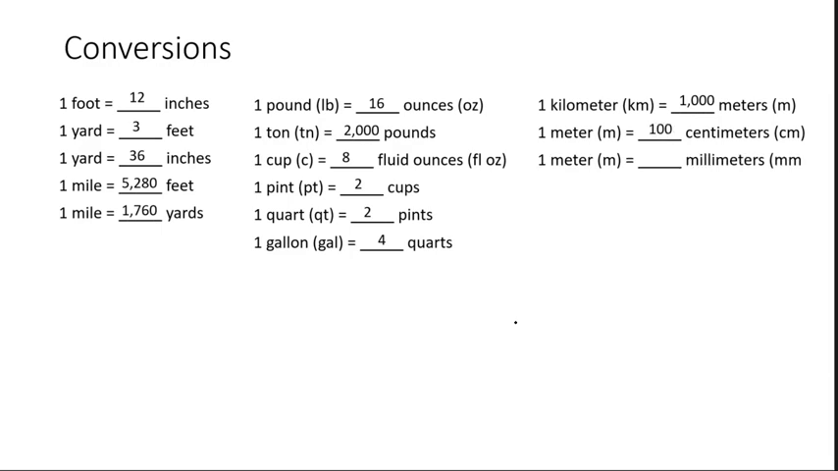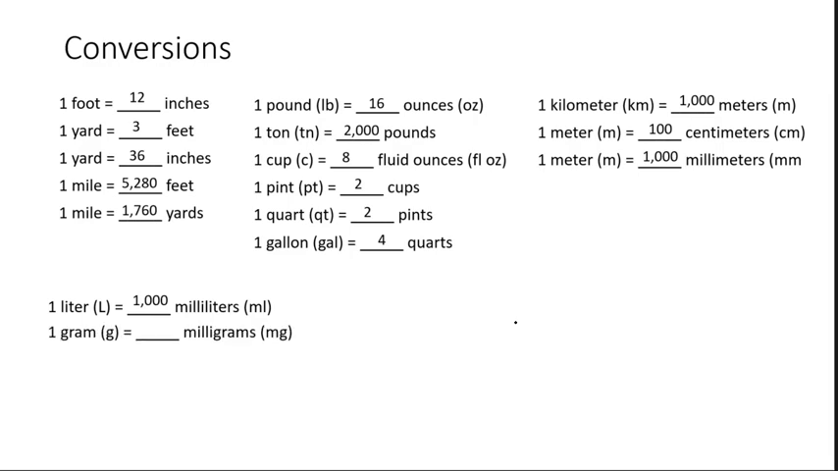And then how many millimeters in a meter? That's going to be 1,000. The prefix milli means 1,000, as well as kilo means 1,000, but kilo is bigger than a meter, and milli is smaller than a meter. Down here we have volume. We have 1 liter equals how many milliliters? And again, this would be 1,000 because the prefix milli means 1,000.